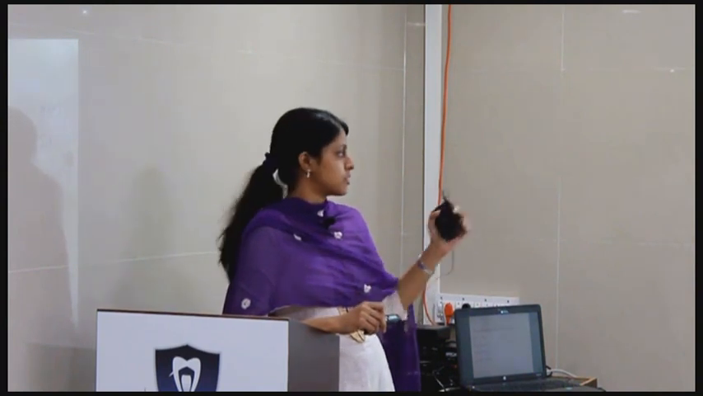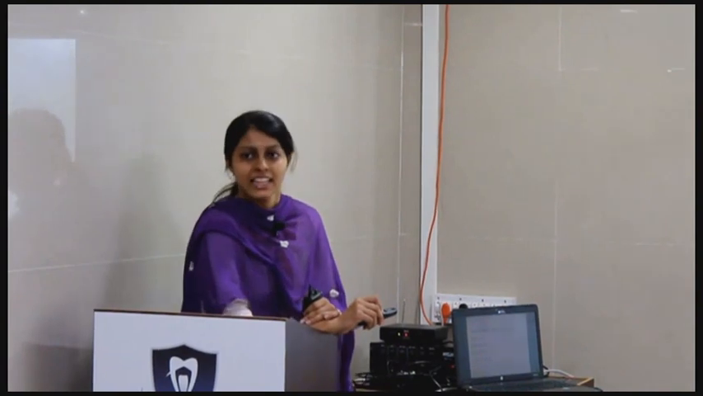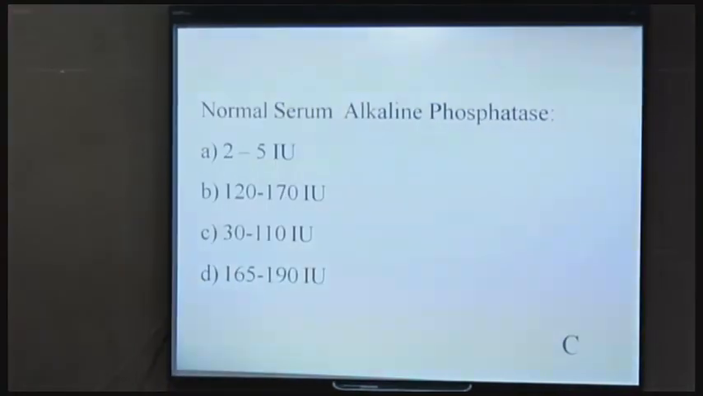Normal serum alkaline phosphatase level. Where do you find an elevated alkaline phosphatase level? Paget's. Okay. So normal serum alkaline phosphatase is... What is IU? International units. So B. C. 30 to 110 international units.